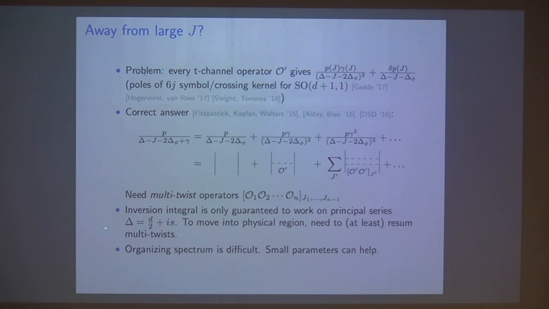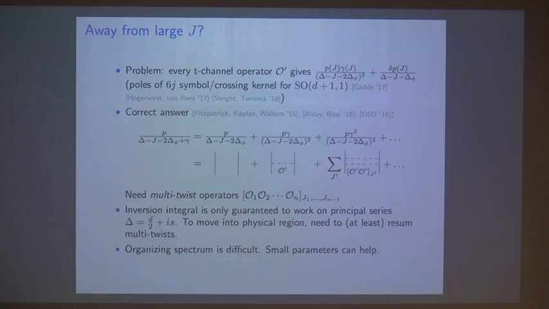And to understand the physical data of the theory, we want to move away from the principal series onto the real axis. And we're seeing some kind of tension between those things. To get into the physical region, we need to at least be able to sum all of these multi-twist states. So that's, I think, a big challenge for the analytic bootstrap, understanding how to sum the multi-twist states, in particular, how to organize the spectrum.